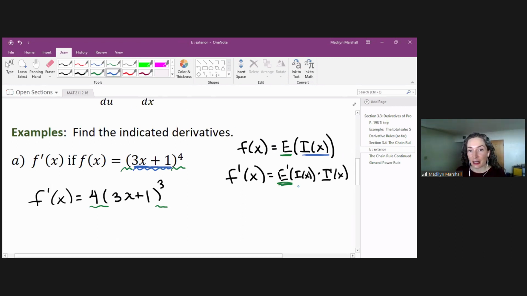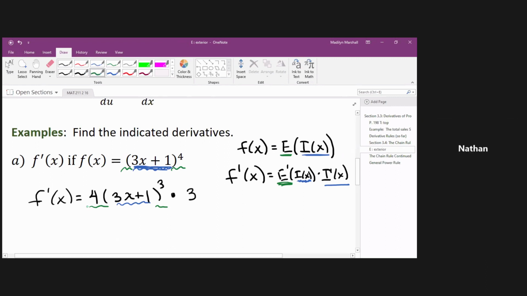That's why in our chain rule, that I of x is still in there because we're not actually changing the interior. The interior stays the same. But then we're going to multiply by the derivative of the interior. 3. Exactly. So I of x was just that inside part, 3x plus 1, and that is just 3. That's pretty cool. Yes, there's a lot going on here.